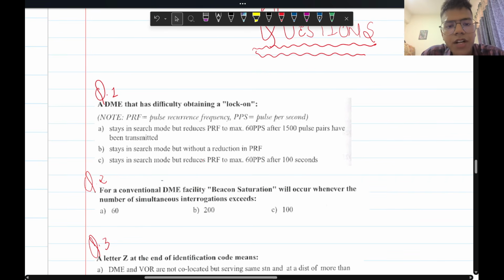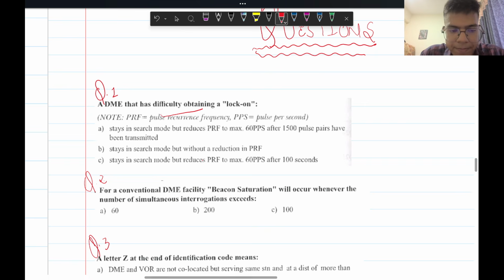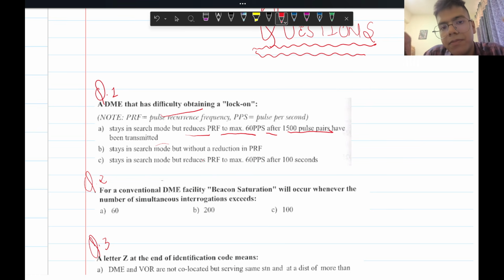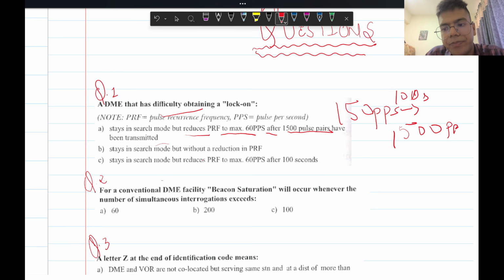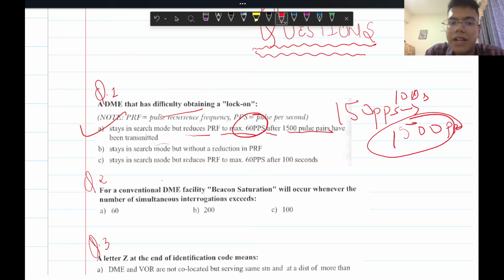It says DME that is difficult obtaining a lock on. Okay. उसमें क्या होगा, मान लो lock on achieve नहीं हो पाया, ये पूछ रहा है. Stays in search mode but reduces PRF to maximum 60 pulses per second after 1500 pulses have been transmitted. Is it true? Yes, it is true. देखो पहले क्या था, पहले उसने सर्च मोड इनेबल किया, सर्च मोड में उसने 150 पल्सेस पेयर पर सेकंड की स्पीड से ट्रांसमिट किया फॉर 100 सेकंड्स. सो इट इज दिस मच, ठीक है. बट नाउ अब लॉक ऑन अचीव नहीं हो पाया, सो इट विल रिड्यूस इट टू 60 pulses per second.